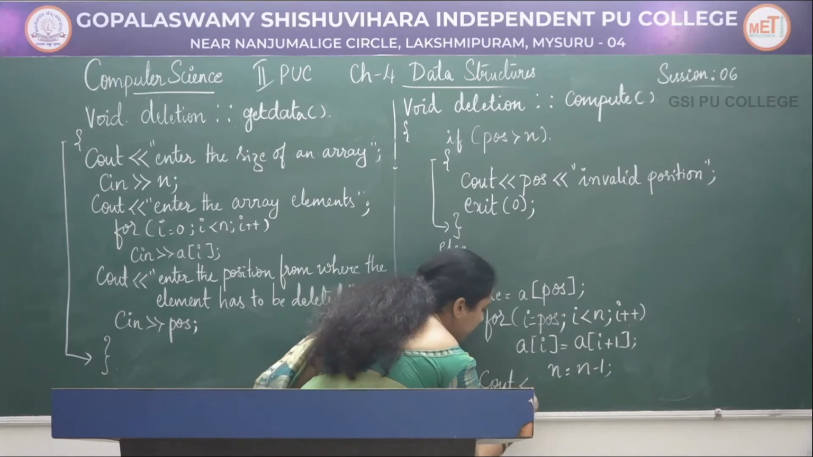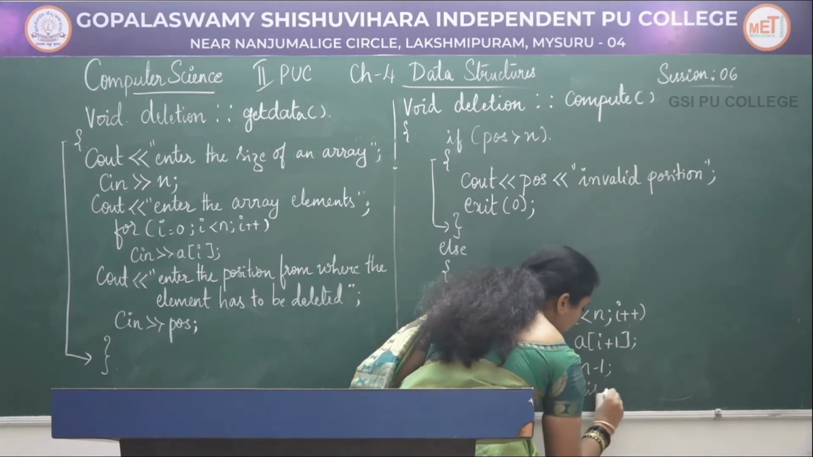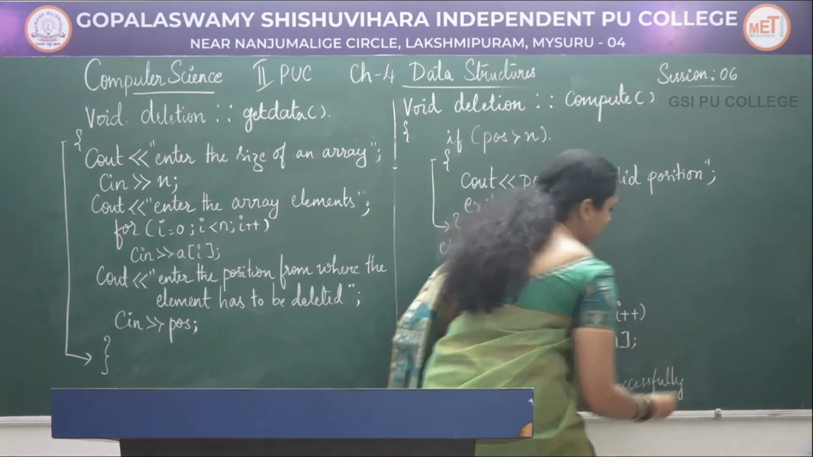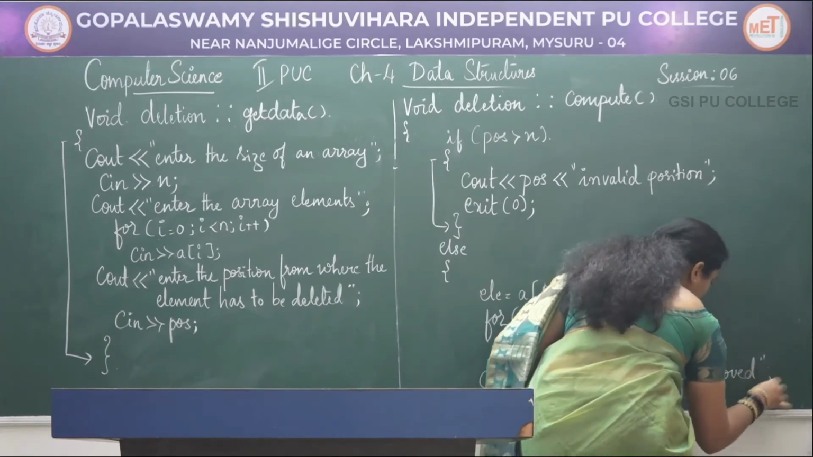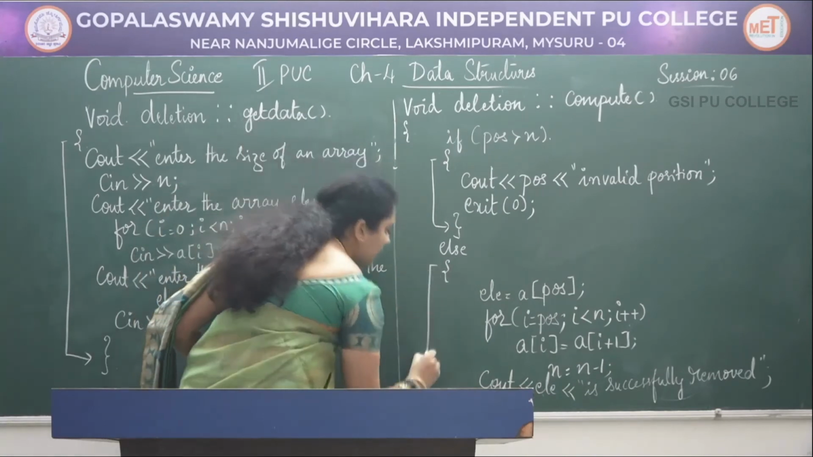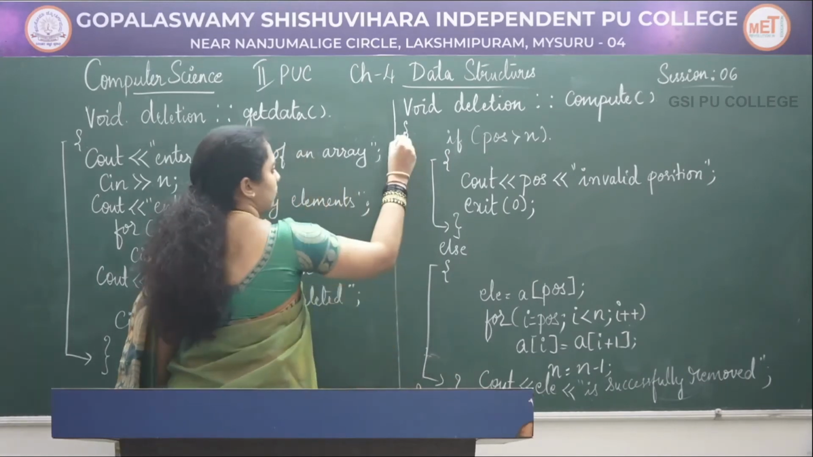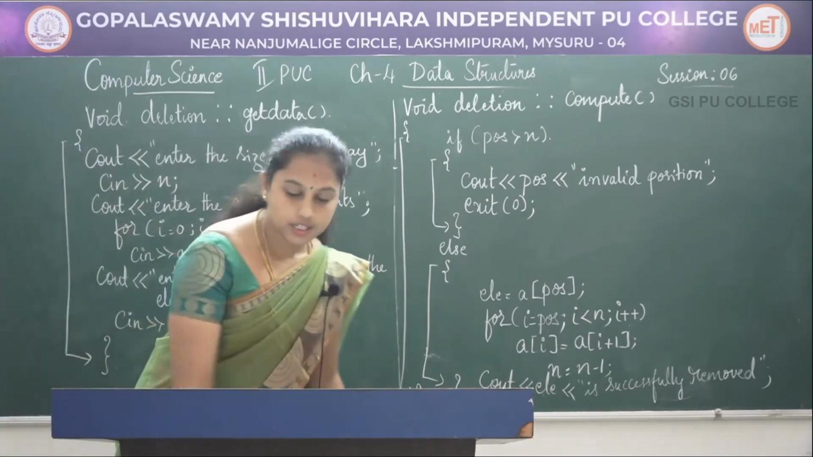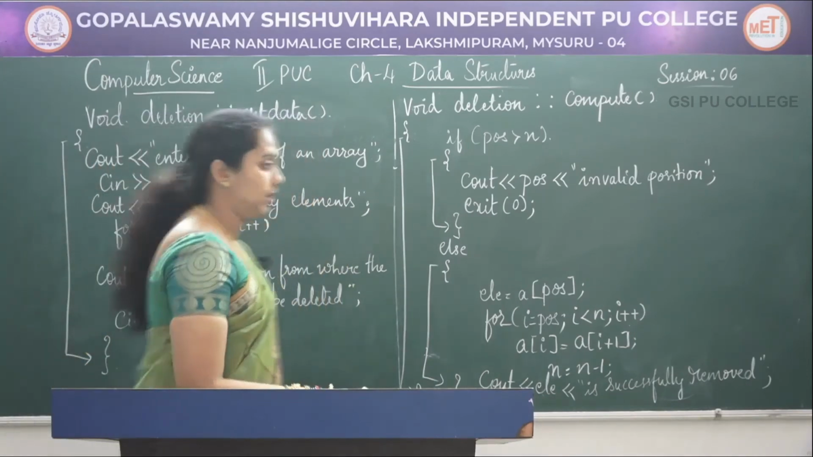cout, element is successfully removed. Element is successfully removed. So close this condition. So close this function. Next we have to display an array after deletion.